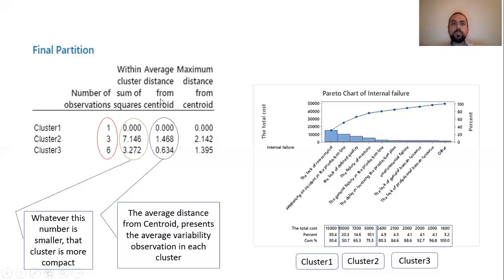About the average distance from the centroid, it represents how much variability there is in your cluster. As you can see, the first one is 0 because there is just one factor. About the second one, the variability is high. As you can see, the difference of this percentage, they are different. The first one is 20% and the third one is 10%. So there is a large difference between the first one and the third one. But the variability in the third cluster is low.